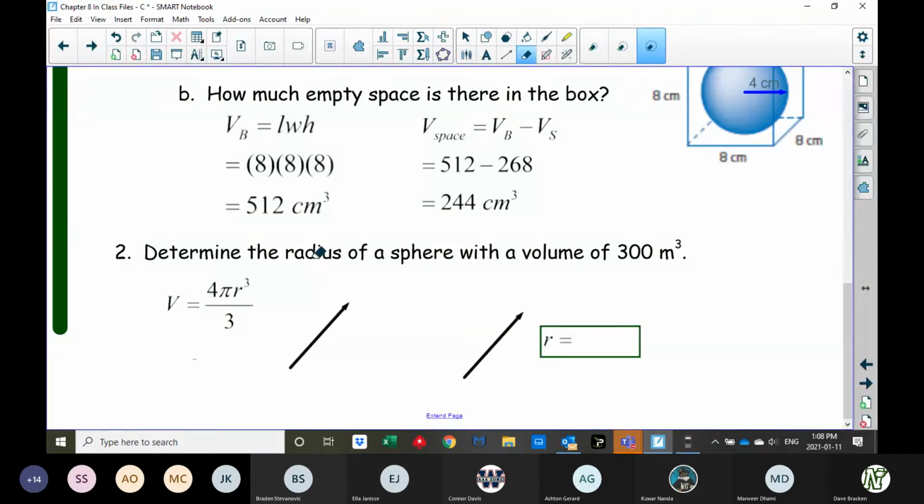Now, you can veer off two different ways from here. You can just completely rearrange your equation to solve for R first and then plug in your volume, or you can plug in your volume right away like I did. I just plugged in the volume as 300.